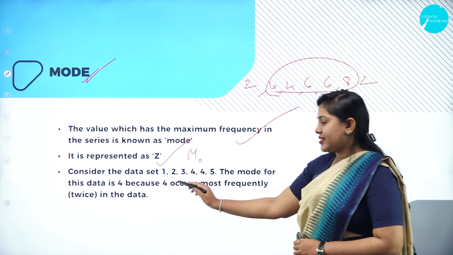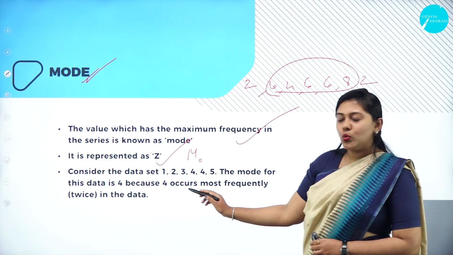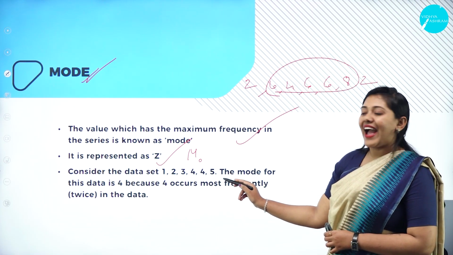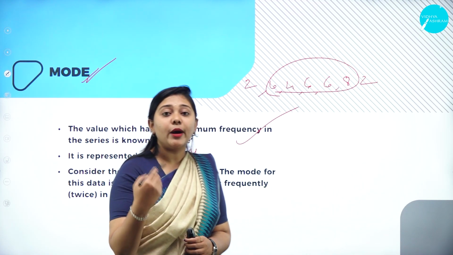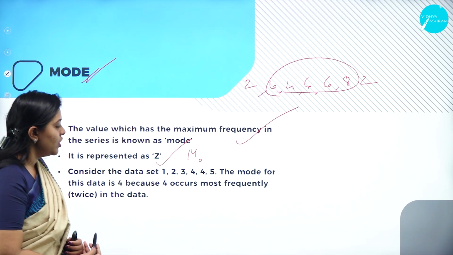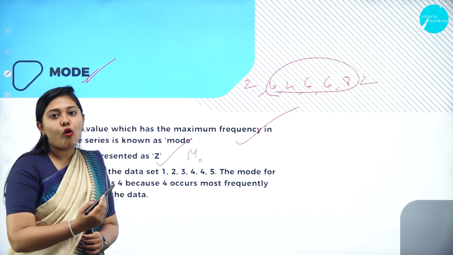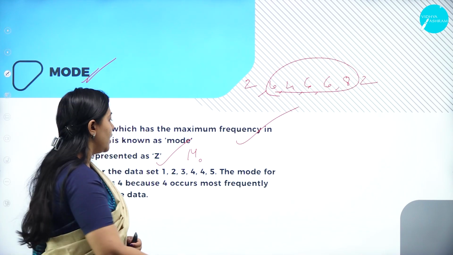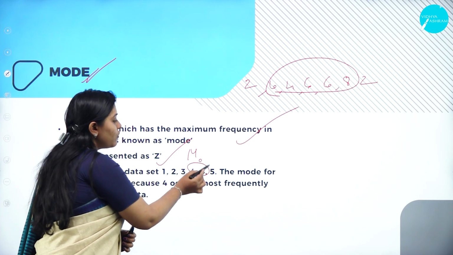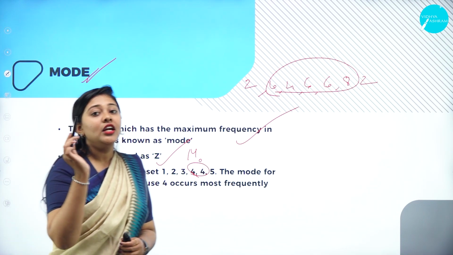Consider the data set 1, 2, 3, 4, 4 and 5. Which number has been repetitive? 4 is the number that has been repetitive. So this 4 is nothing but your mode.